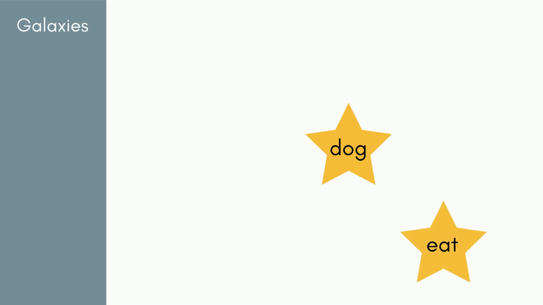Galaxies. One child writes any word in the middle of the board or on a large piece of paper and draws a star around it. The next child writes a word she associates with the first word, draws a star or planet around it, and draws a line from the first star to the new star or planet. The next child writes a word she associates with any of the other words, draws a star or planet around it, and draws a line to the associated word.